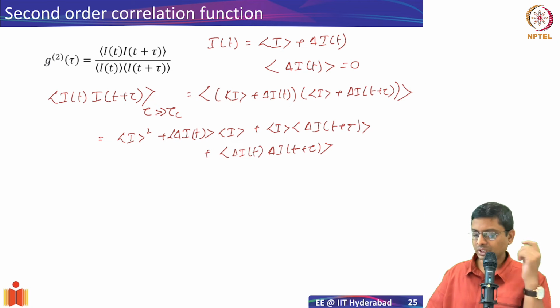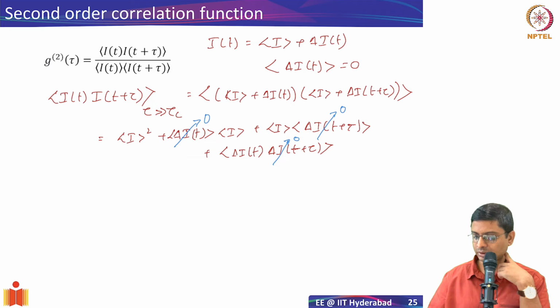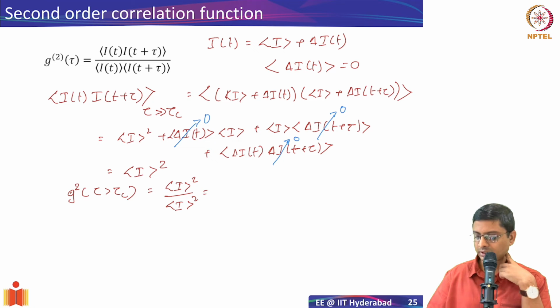What does it mean? We have already seen that if you take the time average of delta I of t, that is going to be 0. So these terms go to 0. All of these terms go to 0. So you are left with the average intensity squared. And so now G2 of tau, for tau much greater than tau c, is going to be equal to average I square divided by average I square, that is going to be 1.